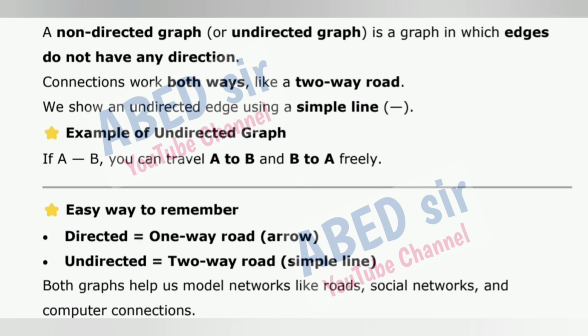A non-directed graph, or undirected graph, is a graph in which edges do not have any direction. Connections work both ways, like a two-way road. We show an undirected edge using a simple line. Example of undirected graph: if A-B, you can travel A to B and B to A freely. Easy way to remember: directed is equal to one-way road, arrow. Undirected is equal to two-way road, simple line. Both graphs help us model networks like roads, social networks, and computer connections.